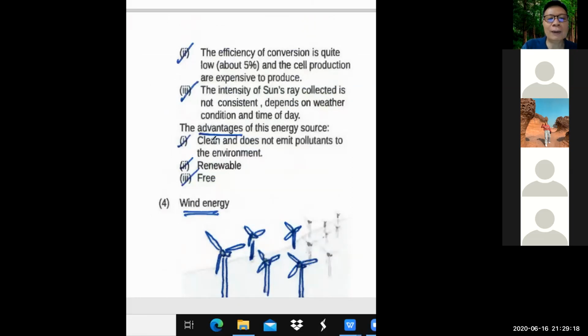Advantage, green, does not pollute, right? Sunlight, no pollution, so good. And renewable, means the sunlight cannot finish. And also it's free, right?